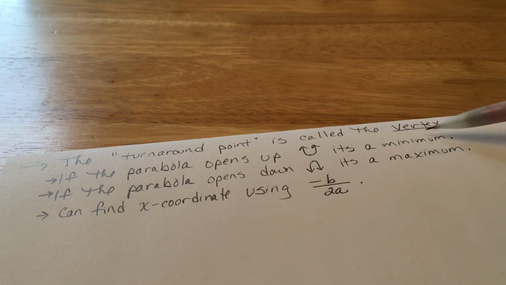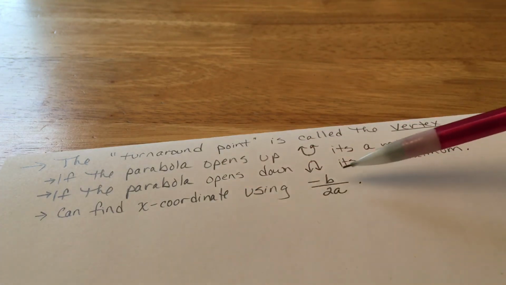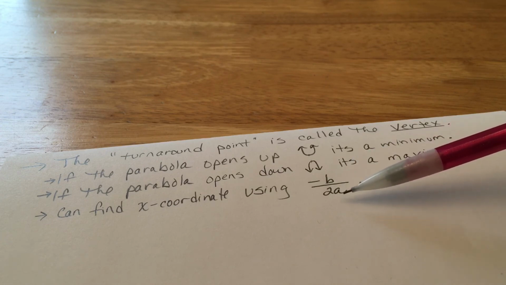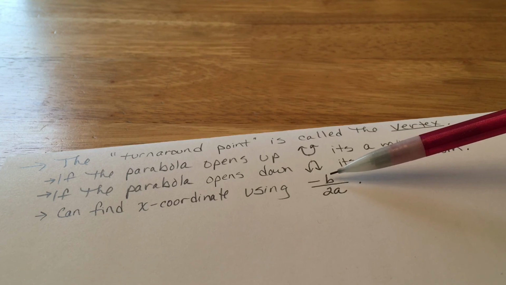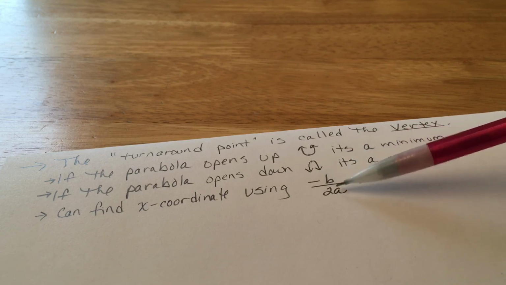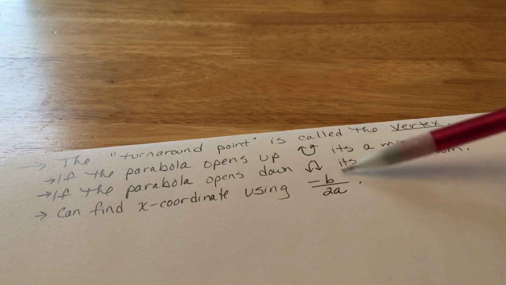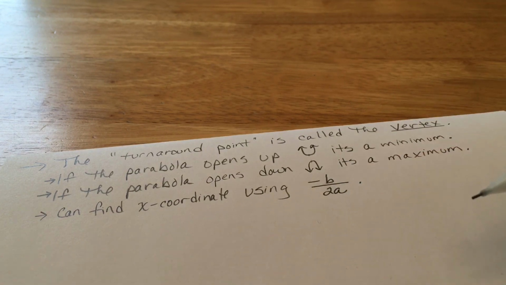And the way that we're able to find this idea of a vertex is we can find the x-coordinate using negative b over 2a. Well, b and a are just in standard form of a quadratic, so you just pull those values straight out. This negative b over 2a gives you the x-coordinate of the vertex. And then to find that minimum or maximum, depending if it opens up or down, you plug this number in and see what you get. That might sound a little confusing, but we're going to do some problems with it together here shortly.